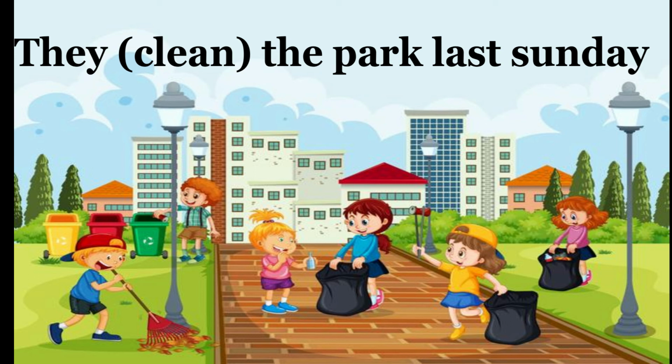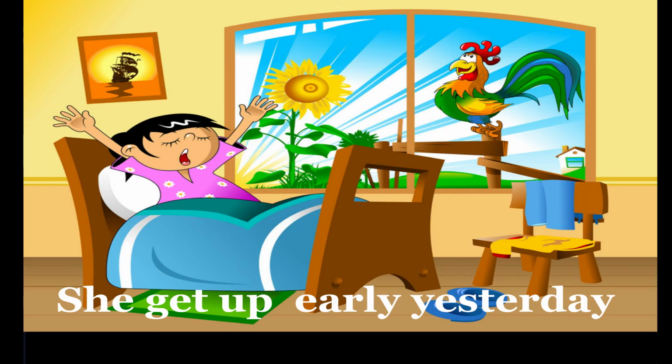They cleaned the park last Sunday. Put it in the past. The verb is regular. It's not on the list. So they cleaned the park. Here, she get up early yesterday. Remember, get is an irregular. So the past is got because it's an irregular verb. So what's the answer here? She got.